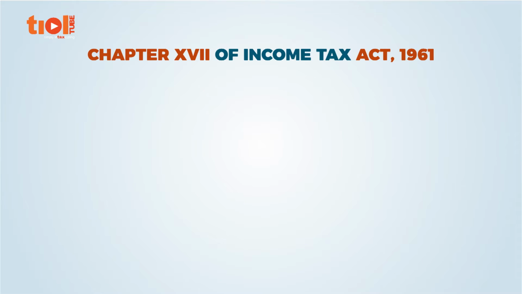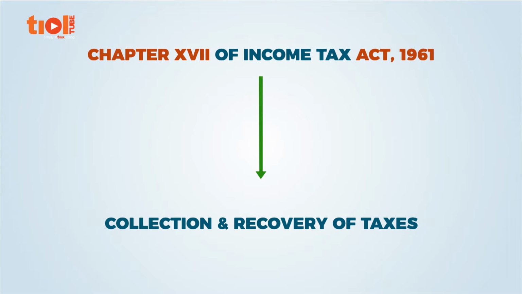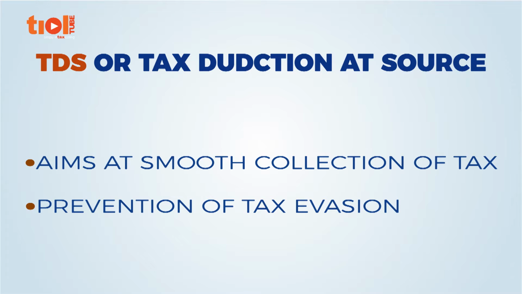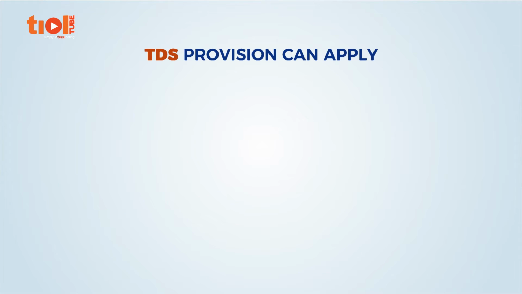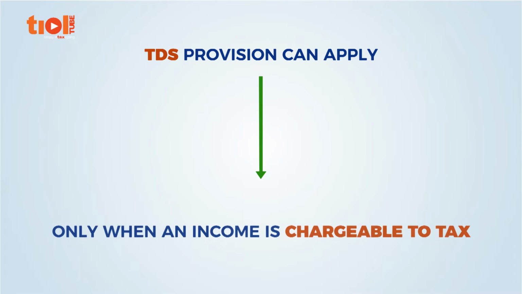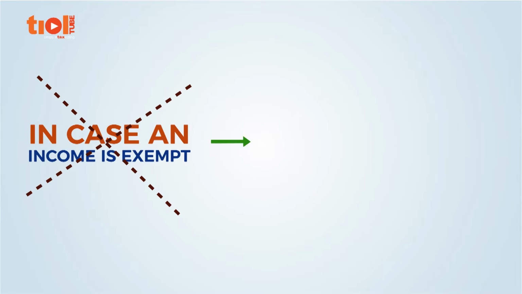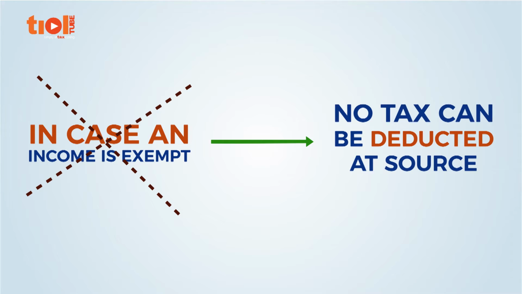Chapter 17 of the Income Tax Act 1961 talks about collection and recovery of taxes. Tax deduction at source or TDS is an instrument designed for quick and smooth collection of tax and to prevent evasion of taxes. One of the most fundamental aspects to be considered while making TDS deductions is to keep in mind that it is applicable only when an income is chargeable to tax. It means if an income is not chargeable to tax at all, there can be no question of TDS.